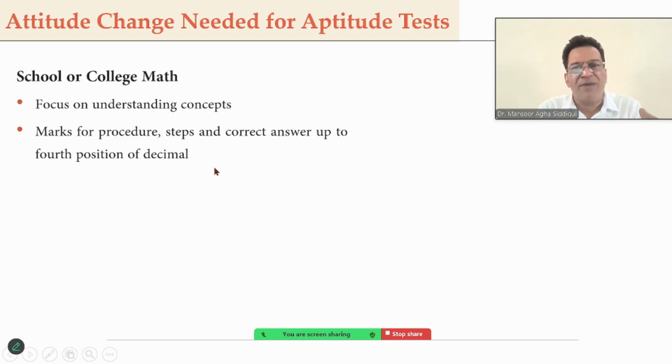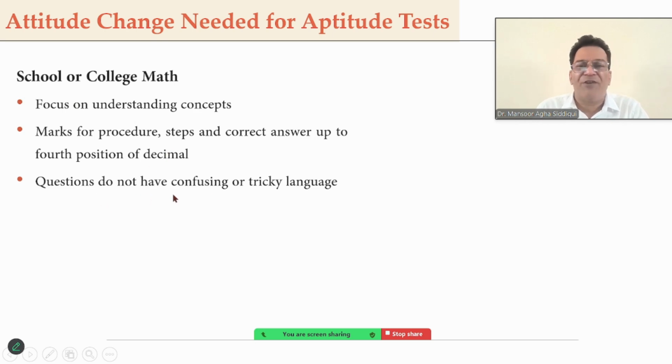So you get half the marks for giving the right answer, half the marks for following the same procedure which the teacher has taught you. Because the teacher wants you to understand maths. They're not trying to fail you or pass you. They're trying to make you understand maths. So there's a lot of focus upon concepts, procedures, and steps.